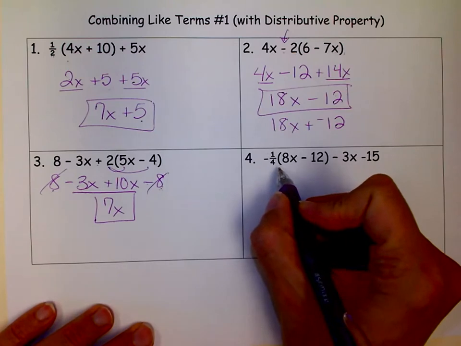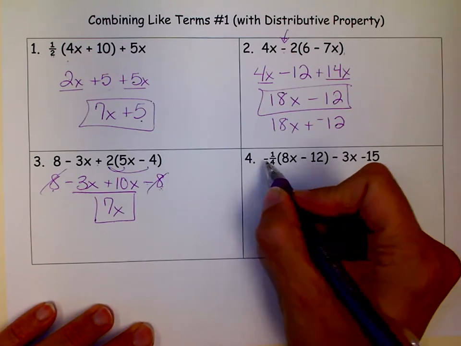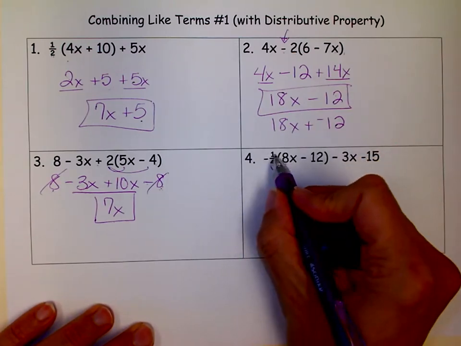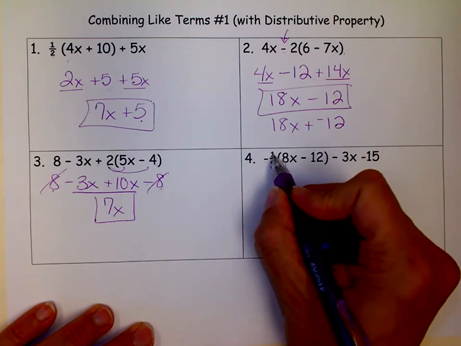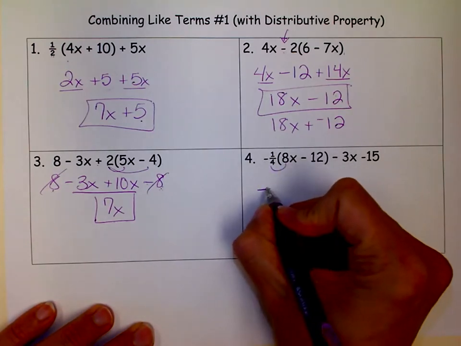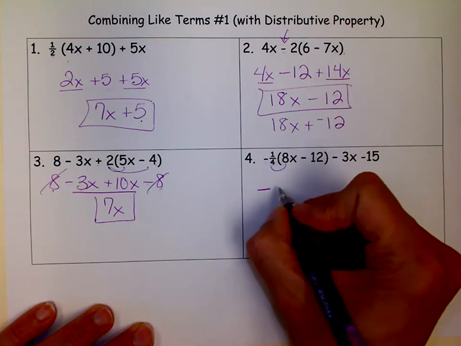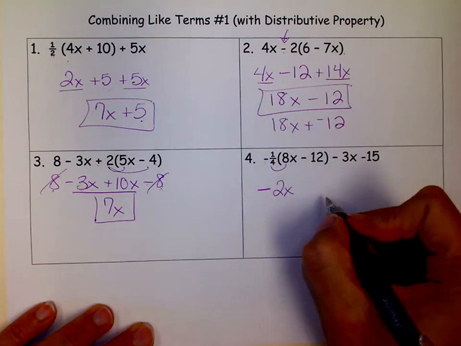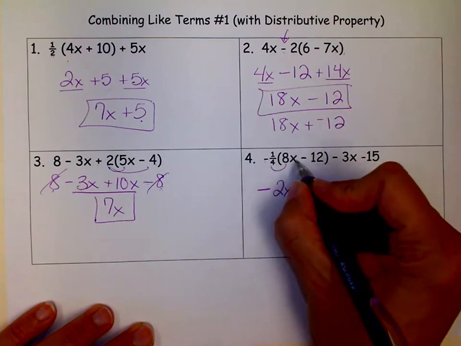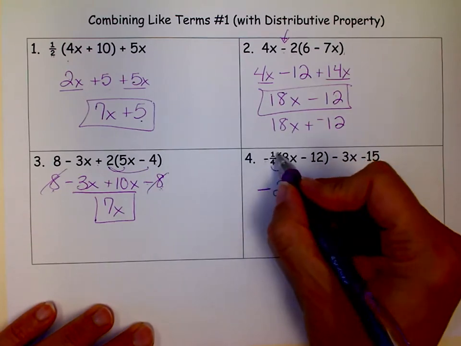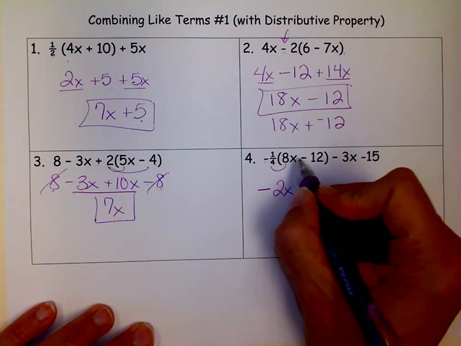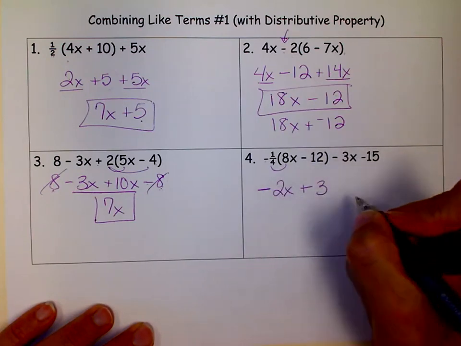So here I have a fraction, again, and a negative. So let's distribute that. -1/4 of 8x. So that means like negative times a positive is a negative. 1 times 8 divided by 4, remember that means divide, is 2. So we have a -2x there. A negative times a negative is a positive. 1 times 12 is 12, divided by 4 is 3.